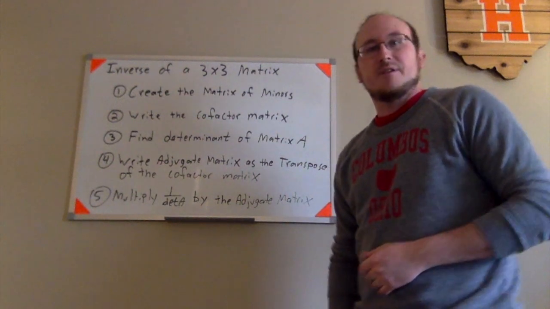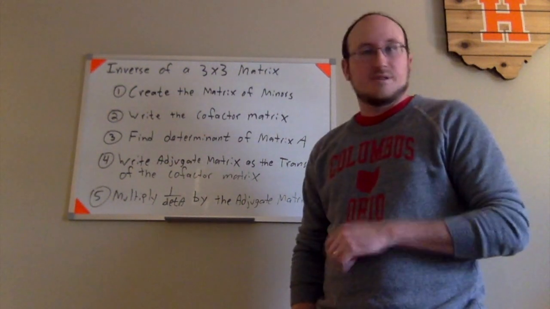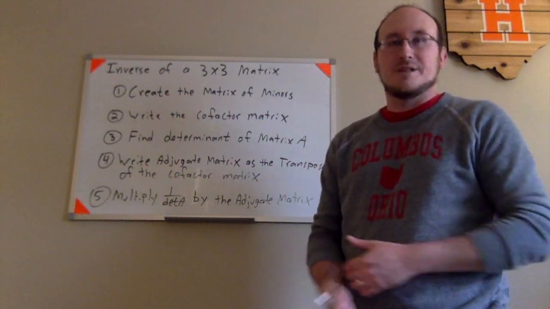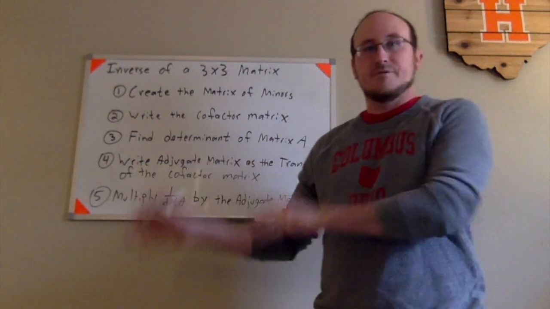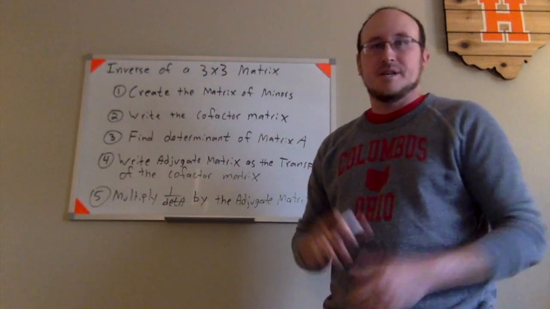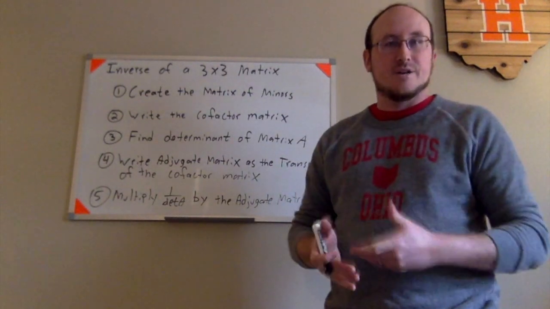Now we're going to look at how to find the inverse of a 3 by 3 matrix. And this is a very intense, drawn-out process with lots of places to make a little computational error. So being able to get through to the end of this without making a mistake is actually quite an accomplishment if you're trying to do this by hand.